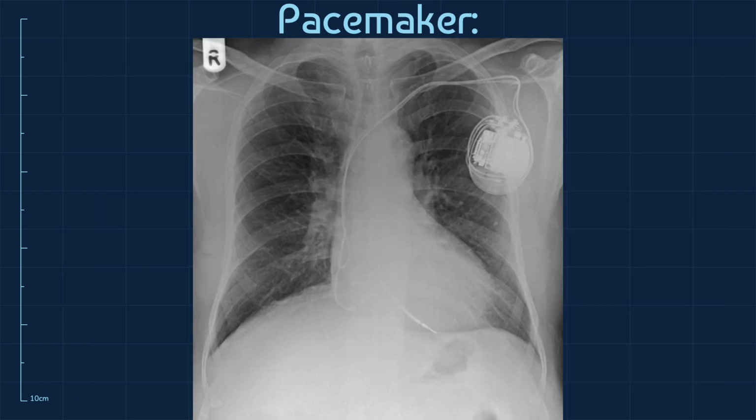Next is a device that you might see in a couple of chest x-rays, especially in senior patients, which is a pacemaker. Now, pacemakers are usually made of metal, so they appear very radio-opaque. You can see all the wires and technology inside of it, and you can see the wires going all the way into the heart.